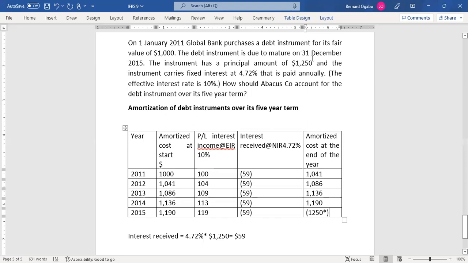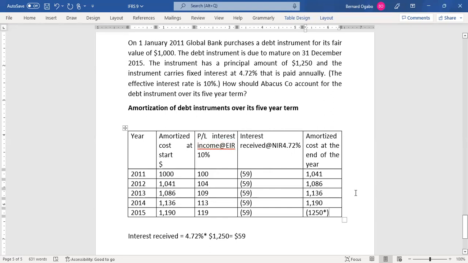So the principal amount of this instrument is 1,250, but it was discounted to a fair value of 1,000. But don't forget that the interest that I will receive as a buyer of the instrument will not be based on the fair value, but based on the principal amount. And the difference, this 250, is what we have been able to spread over the lifespan of these assets, such that we have been able to bring back this 1,250 to the original amount.